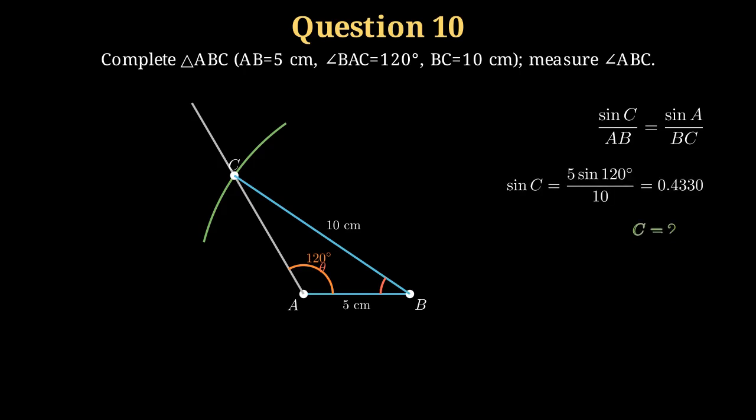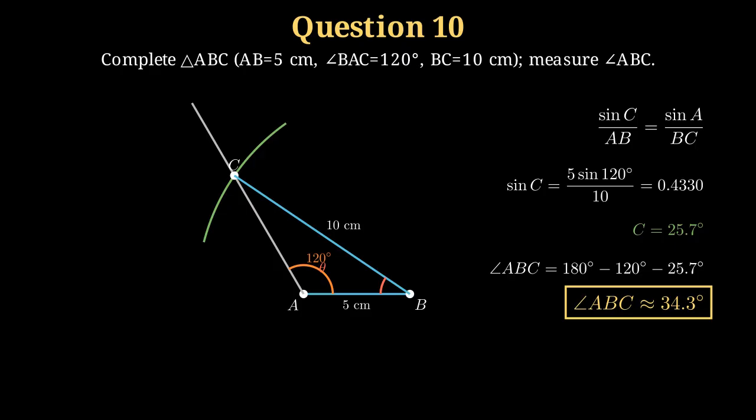Rearranging, sine C is 5 times sine 120 over 10, which is 0.433. So angle C is about 25.7 degrees. Finally, the angles of a triangle add to 180. So angle ABC is 180 minus 120 minus 25.7, which is 34.3 degrees, matching our measurement.